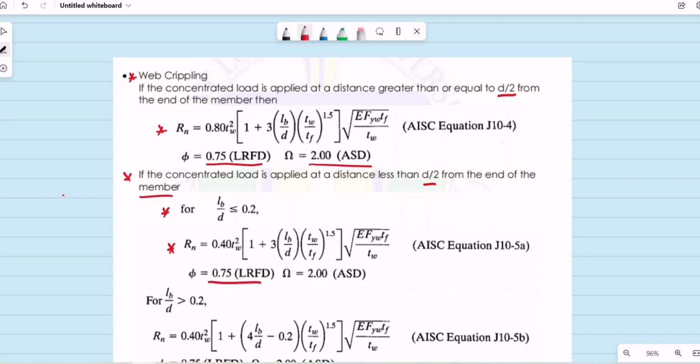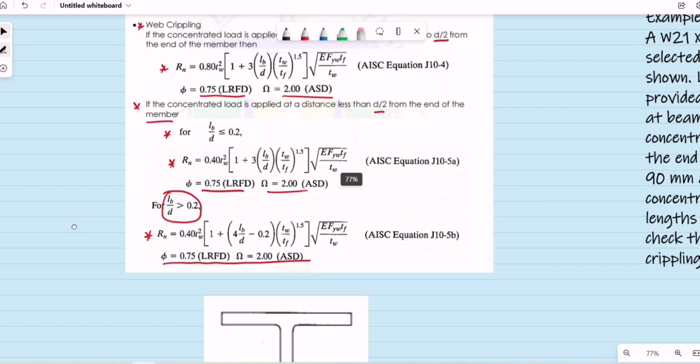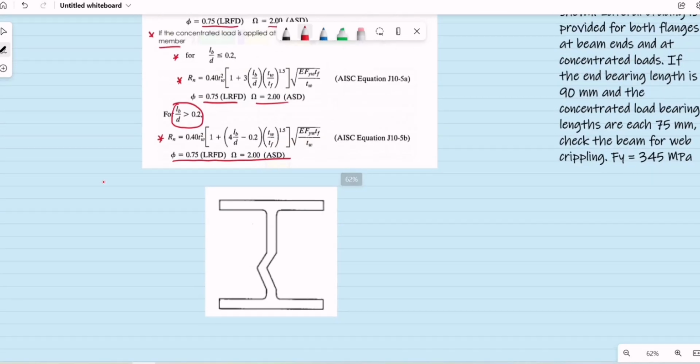So the same factors. Then for the other case, if the bearing length divided by the depth of the member is greater than 0.2, then this will be our equation for the R sub n. And again, we have the same factors. So basically, what is web crippling? So this is an example, okay? An example of web crippling.